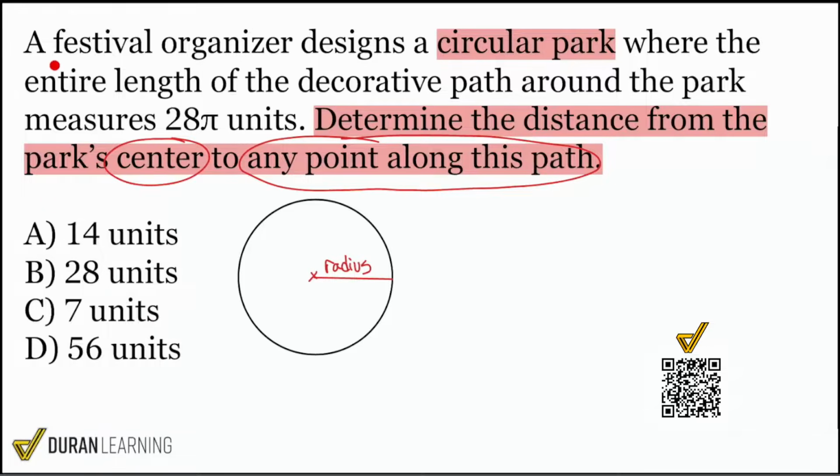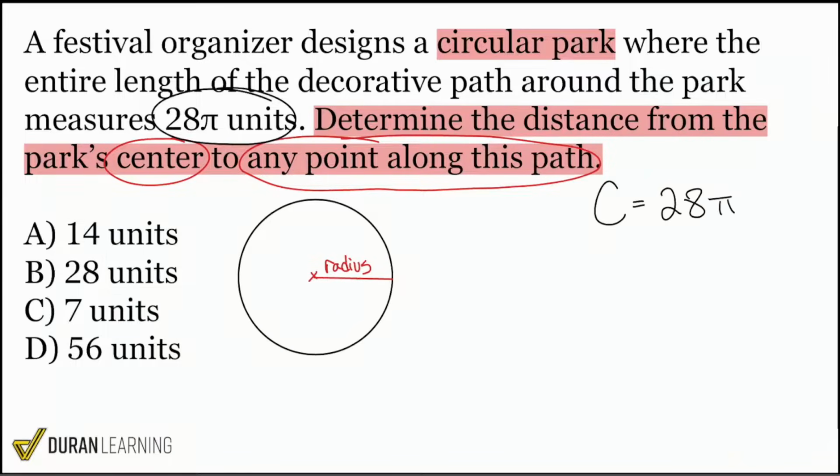So here, let's read the information. A festival organizer designs a circular park where the entire length of the decorative path, so the entire length of this decorative path measures 28 pi units. Again, the entire length of the path around the park. My party people, what are we talking about there? If we say the entire path is decorated all the way around, exactly, we're talking about circumference. So that's how we know that the number they give us here, the 28 pi units, is circumference.